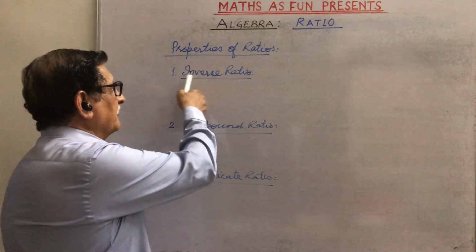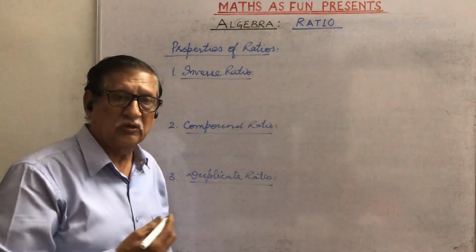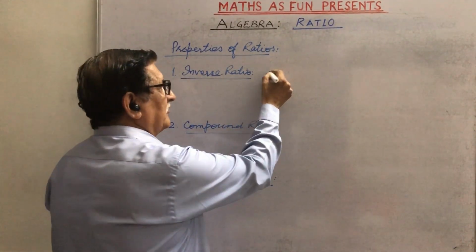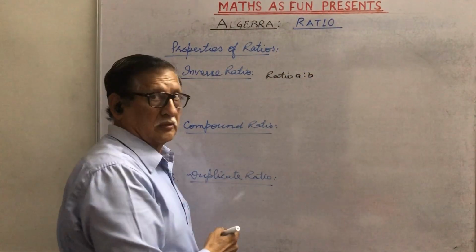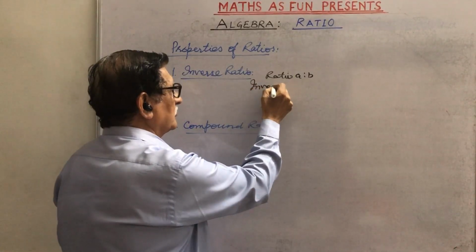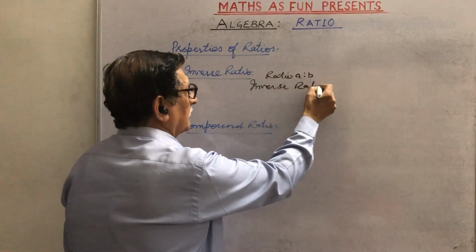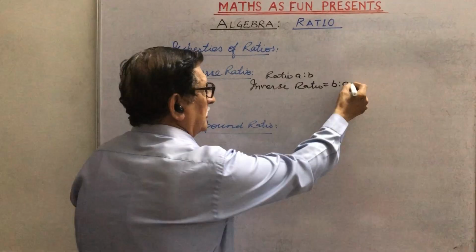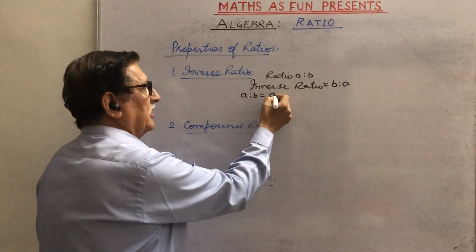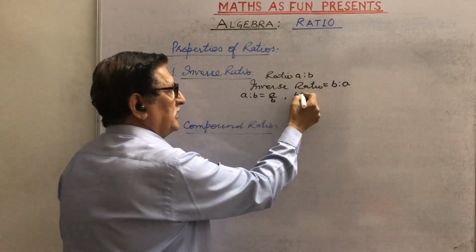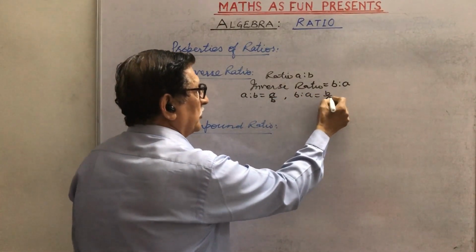Second is we have inverse ratio. What is the meaning of inverse ratio? If we are given a ratio A is to B, then the inverse ratio of this will be B is to A. Why is it? We can represent A is to B as A upon B and B is to A as B upon A.